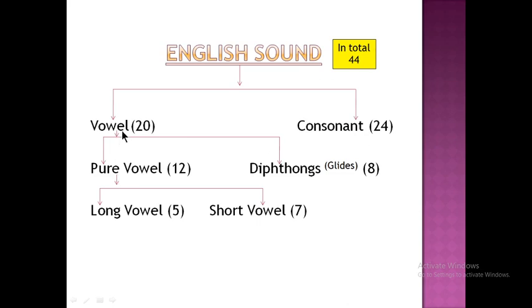Further division of the vowels is into 12 and 8. That means 12 pure vowel sounds and 8 diphthongs. Diphthongs are called glides as well. So another name for diphthongs is glides. The pure vowel sounds are further divided into 5 and 7, that is 5 long vowel sounds and 7 short vowel sounds. So this is the actual graph which helps us know the different divisions of vowels and consonants: vowels as pure vowels and diphthongs, pure vowels as long vowels and short vowels. The thing which I said is graphed here on this slide.